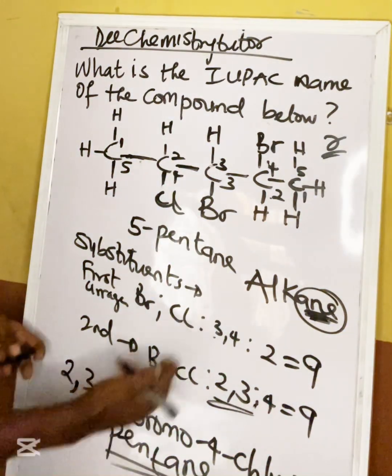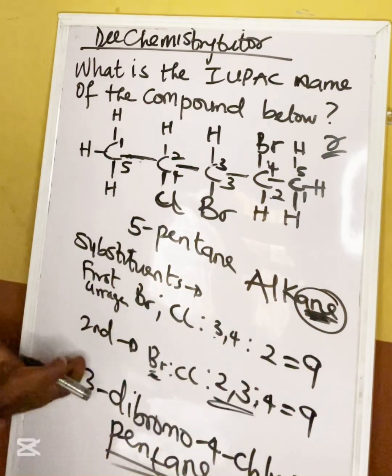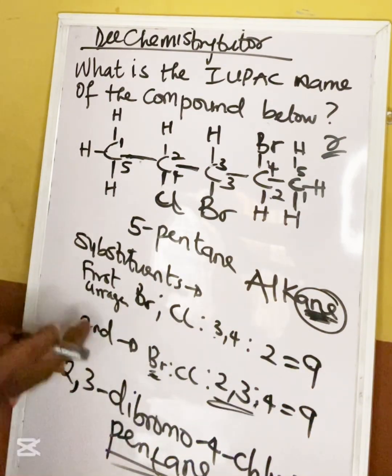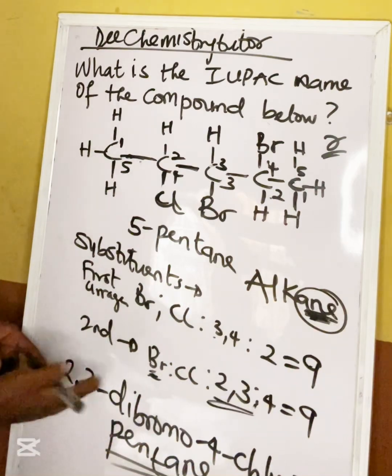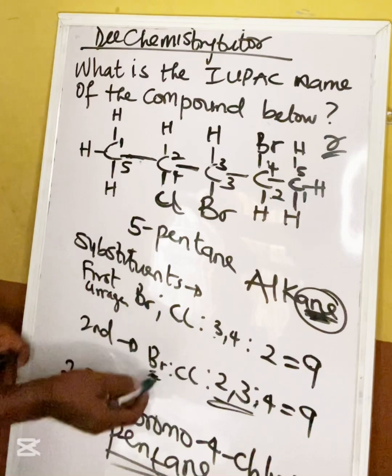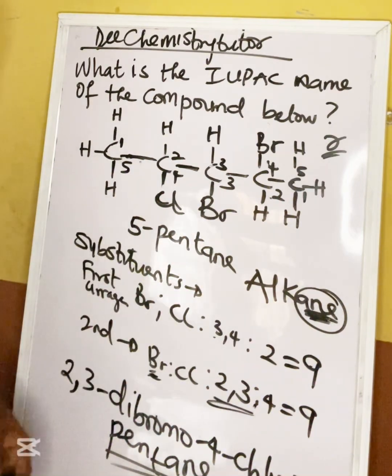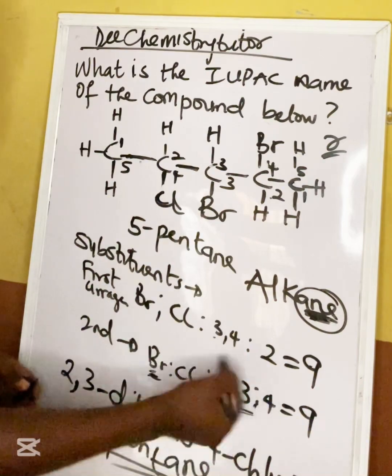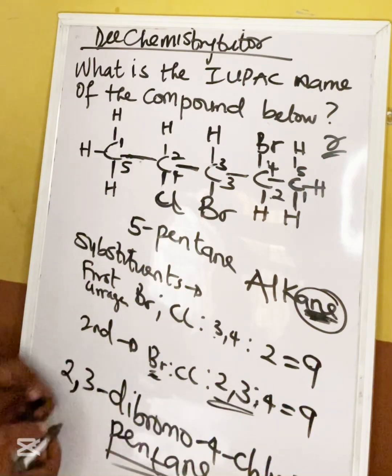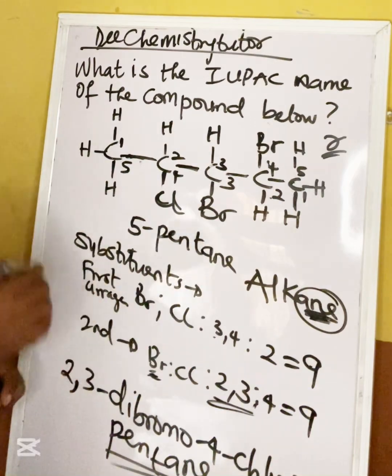Now you may see an option that says 3, 4 dibromo, 2 chloropentane. If you see something like that, that's not the answer in this case, because you want to give preference to the substituent with the first alphabetical order, like A, B, C, D. B comes before C, so this is better in this case. So the answer to this question is 2, 3 dibromo, 4 chloropentane.